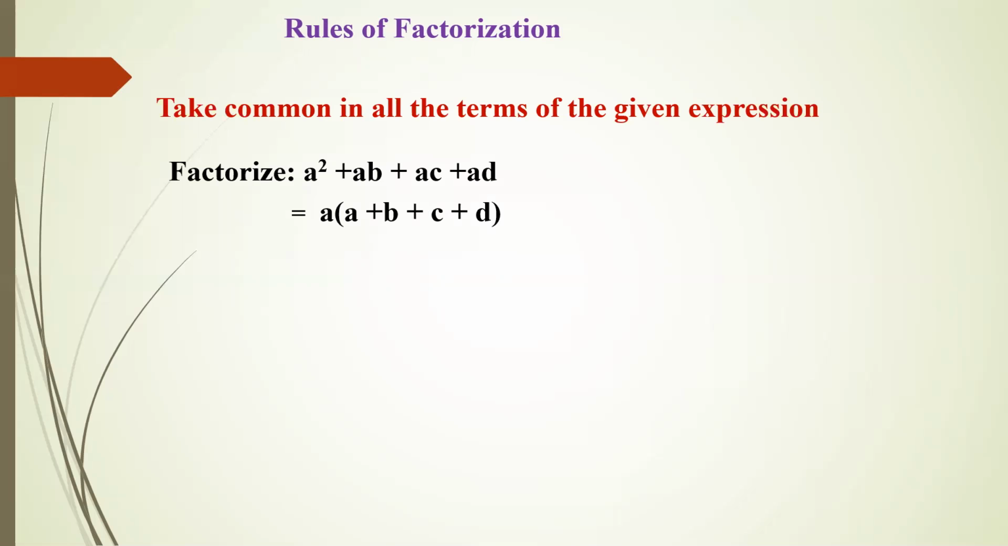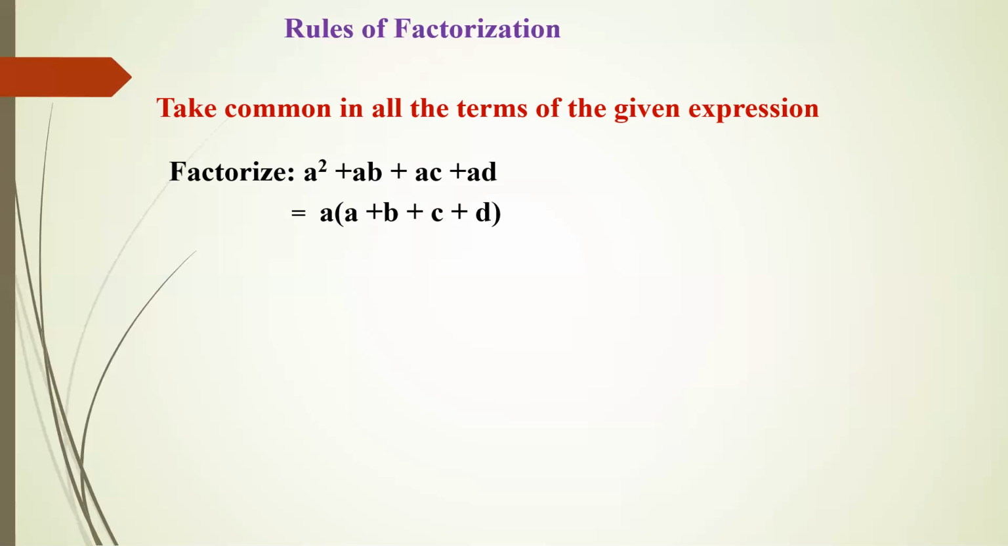See, when I take the A common, then from the first term, there's the A times A. So one A is taken out, so there is one A remaining, right? From the second term, what happened? There is AB. So I'm taking A out, that means B only remains. From the third term, A is taken out and the C remains. And from the fourth term, A is taken out and D remains. So it will become A plus B plus C plus D, right? Simply remember, taking common means you are taking that term or the variable out of that expression.